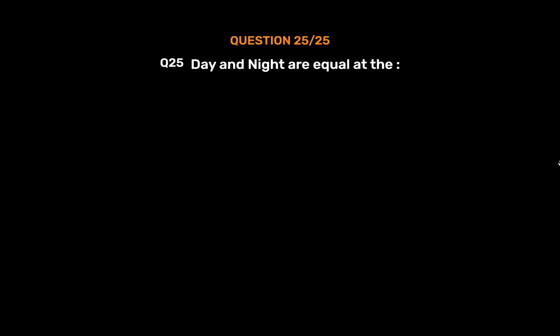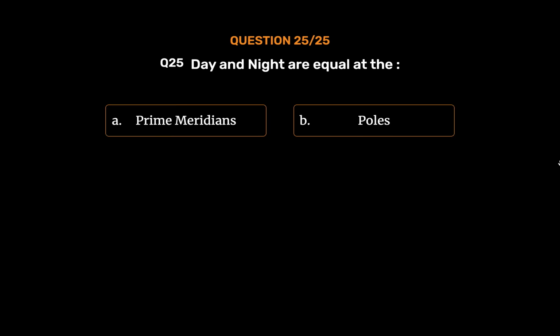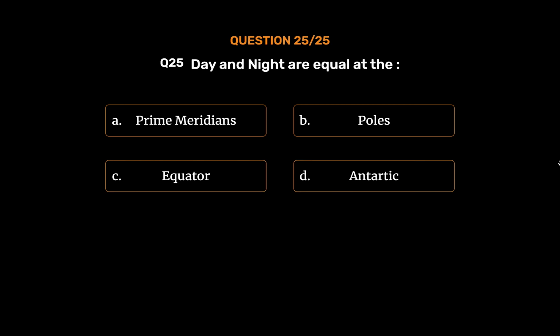Question number 25. Day and night are equal at the Option A. Prime meridians. Option B. Poles. Option C. Equator. Option D. Antarctic. The correct answer is Option C.